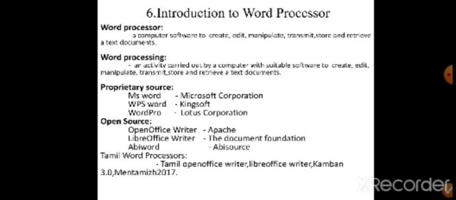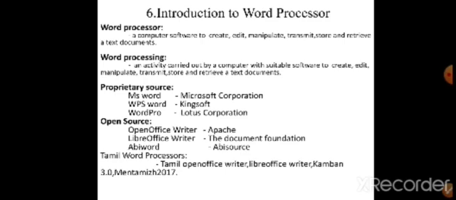Proprietary software means the software is owned by an individual or a company. And open source can be downloaded free of cost. Now let us see the proprietary word processing software. Microsoft Word is developed by Microsoft Corporation, WPS Word is developed by Kingsoft, and Word Pro is developed by Lotus Corporation.